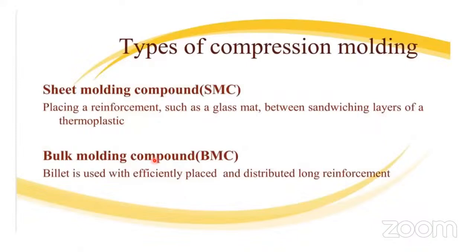Now, types of compression molding: sheet molding compound and bulk molding compound. Placing a reinforcer such as a glass mat, sandwiched between layers of thermoplastics, is the sheet molding compound. Then bulk molding compounds, that's what I told you just now. Preform billet is used with the efficiently placed and distributed long reinforcement. These are the two types of compounds we are using here.